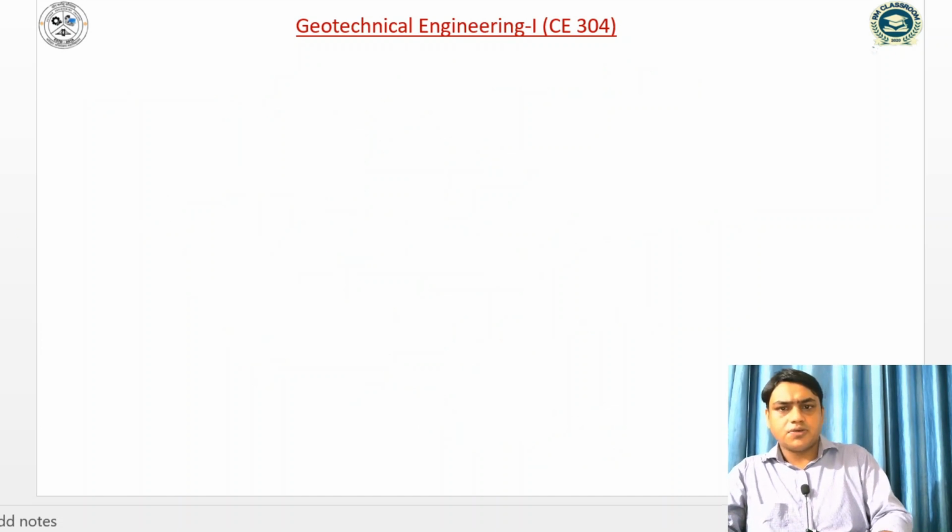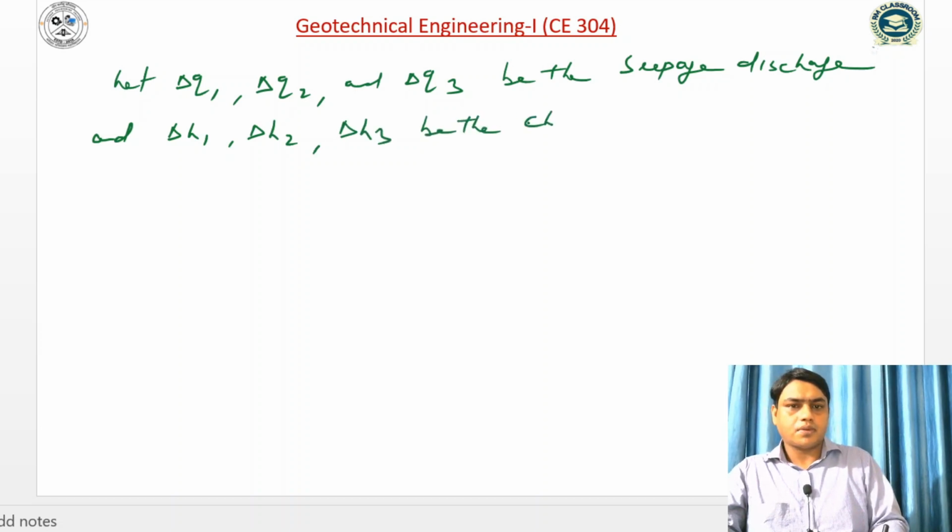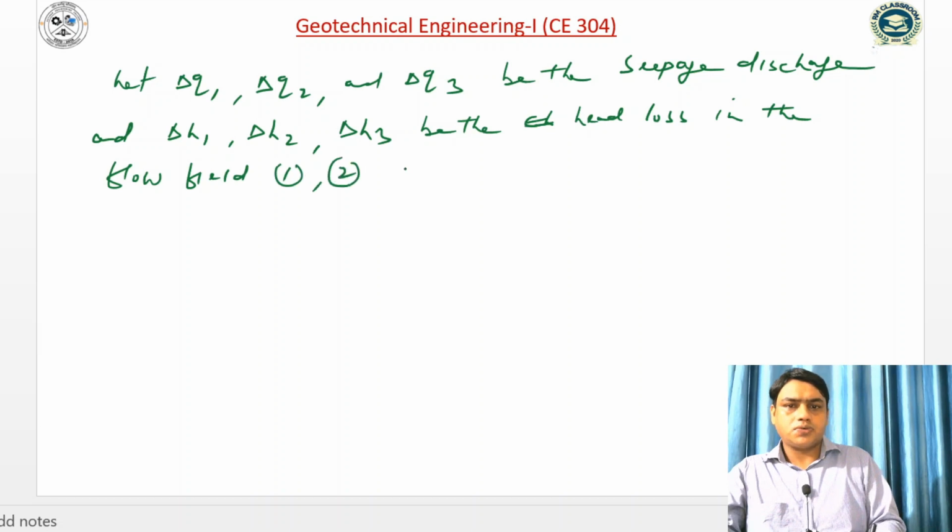Let delta Q1, delta Q2 and delta Q3 be the seepage discharge, and delta H1, delta H2, delta H3 be the head loss in the flow fields 1, 2 and 3 respectively.